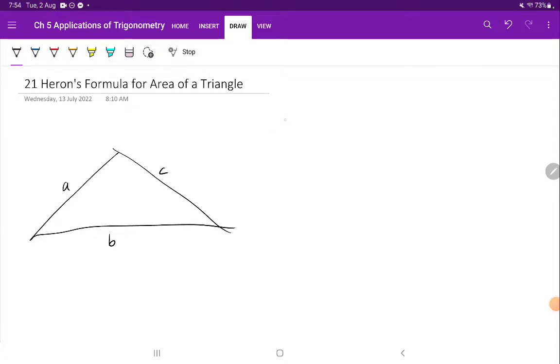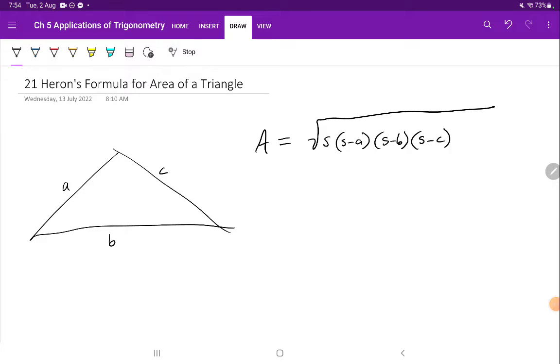Now, Heron's formula is actually a two-part formula. So the actual area part is A is equal to the square root of S times (S minus A) times (S minus B) times (S minus C), which is a pretty chunky one. But you'll notice that I've introduced this variable S a bunch of times, and I haven't actually said what S is. So to actually calculate the area, you first need to calculate S.